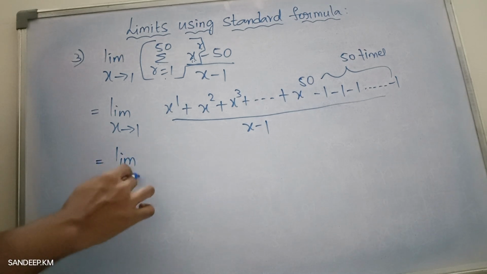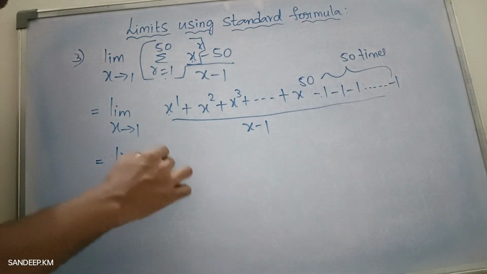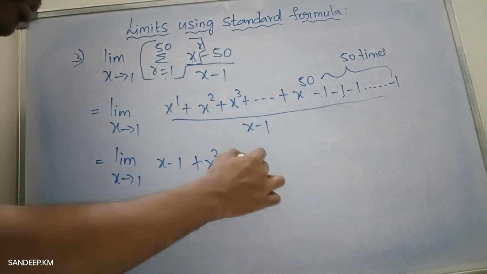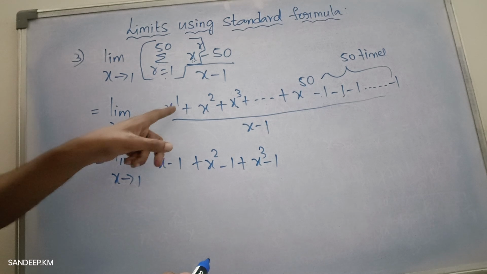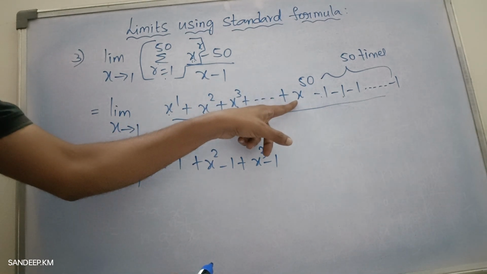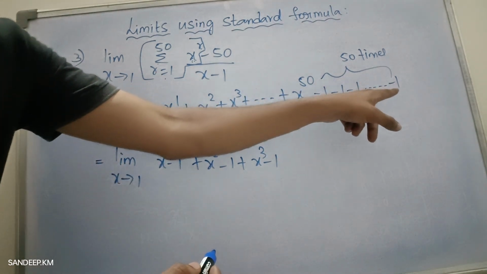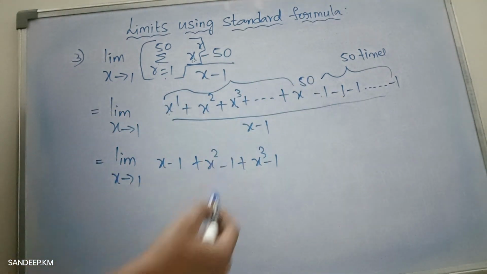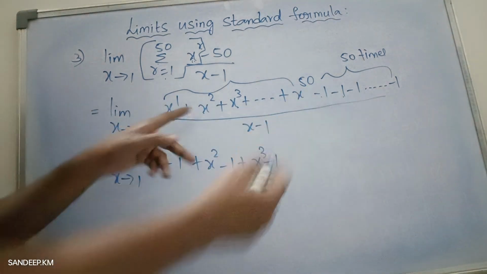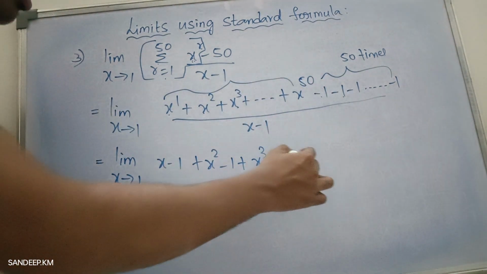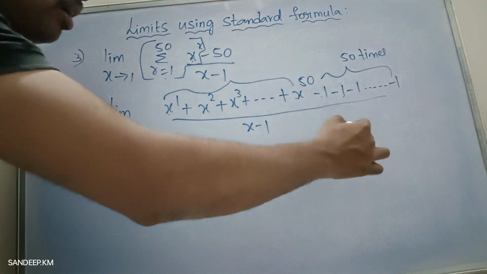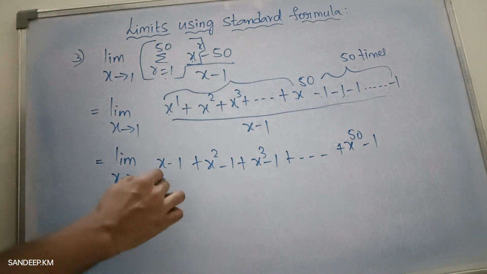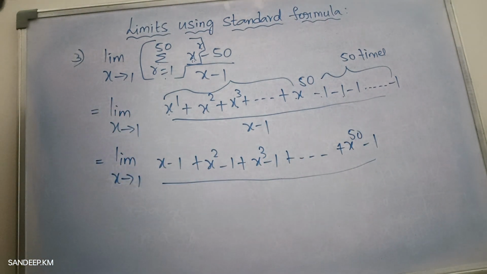Limit x approaches 1, x power 1 minus 1 plus x square minus 1 plus x cube minus 1. See, here we have 1, 2, 3 and so on, 50 terms. Here also we have 50 times minus 1. Correct or not? One term will take one minus 1, another term will take another minus 1, so they can be rearranged like this, and so on. Finally x power 50 will take minus 1. The same numerator is rearranged like this, whole divided by x minus 1.